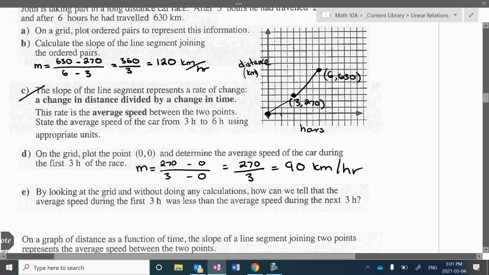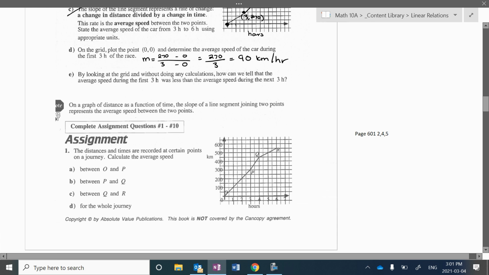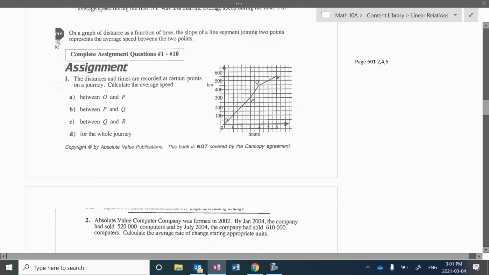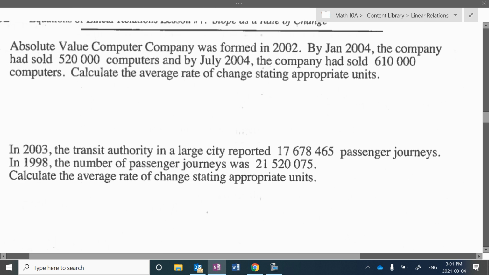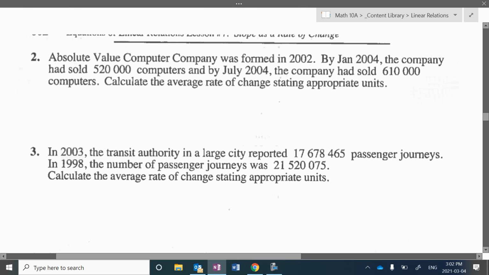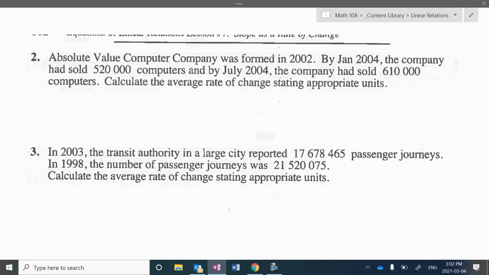Okay, that's it for my formal lesson. So you only have to do numbers 2, 4, and 5. I do want to say something briefly about number 2, though. So if you could turn to number 2 in the practice questions. Let's read this question first. You don't have to finish them today. So number 2, Absolute Value Car Company was formed in 2002.